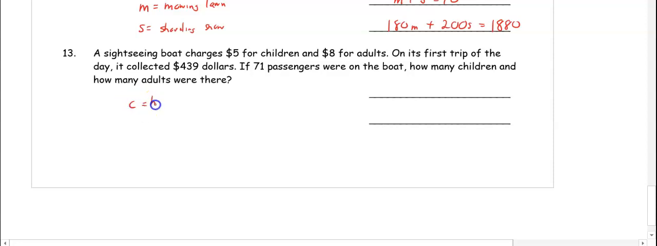So we have C for children, and we have A for adults. So we know that there are 71 passengers, so C plus A equals 71. We know that it's $5 per child plus $8 per adult for a total of $439.